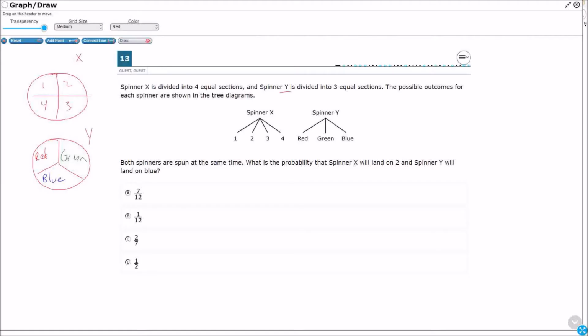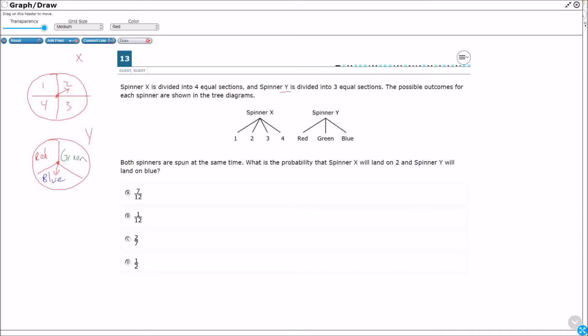So the possible outcomes for each spinner are shown in these tree diagrams, right? Spinner X has got 4 possible outcomes. Spinner Y has got 3 possible outcomes. We've got 2 spinners. What is the probability that spinner X lands on 2, and then spinner Y lands on blue? All right, so what are the probabilities of these two things happening?